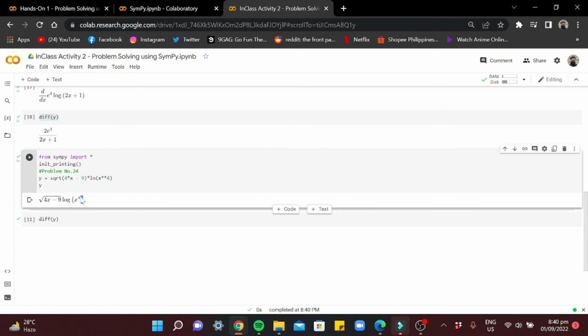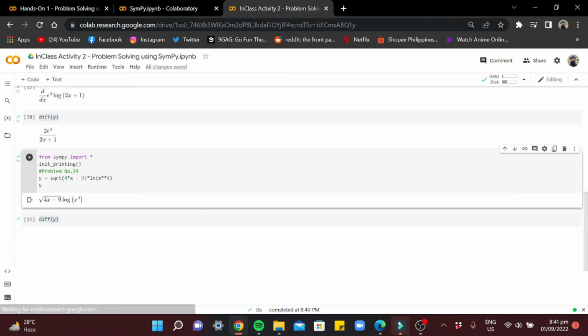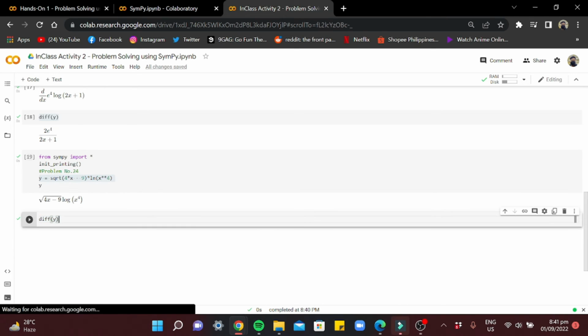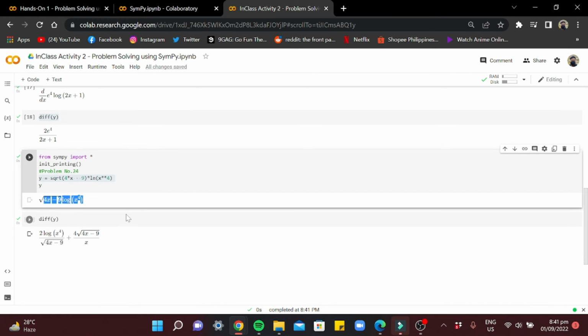This is the given equation: square root of 4x minus 9 times log of x raised to 4. For the derivative of this, we input the derivative of y. Let's run this code. This is the output: 2 log of x raised to 4 over square root of 4x minus 9, plus 4 square root of 4x minus 9 over x. That's our derivative of this function.